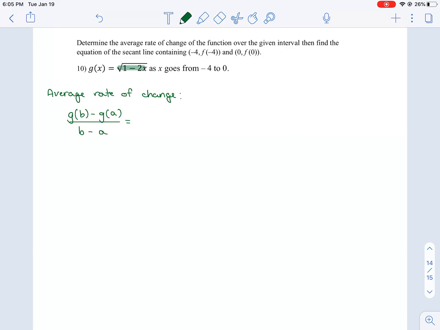Now again, it doesn't matter which number you label b or which number you label a. I just like to go in order here, a and b. So this will be g of 0 minus g of -4, all divided by 0 minus -4. Again, you can evaluate this function in Desmos, but you have to at least set up the problem to get credit.